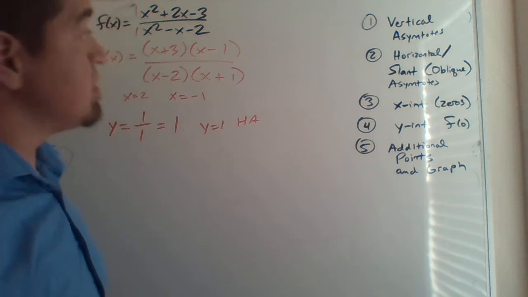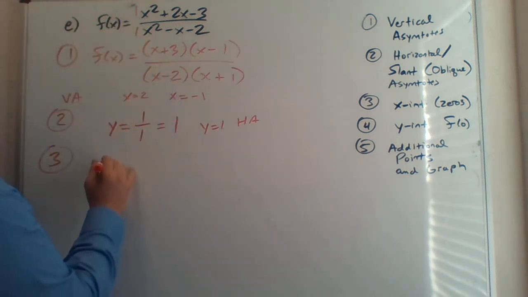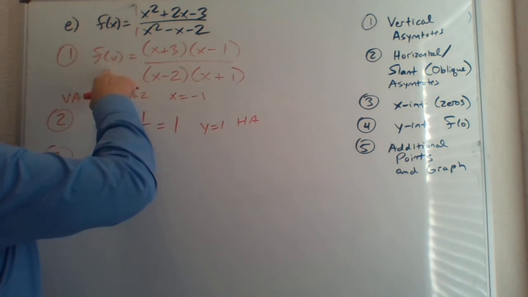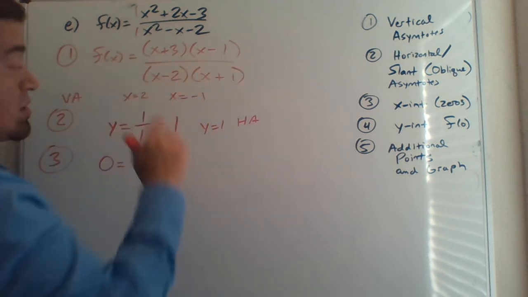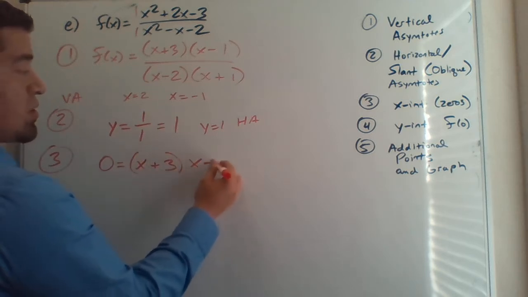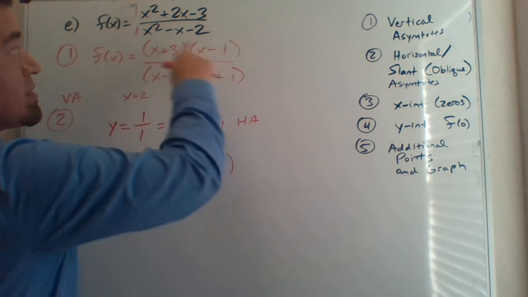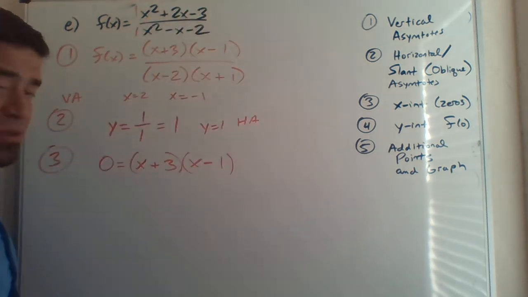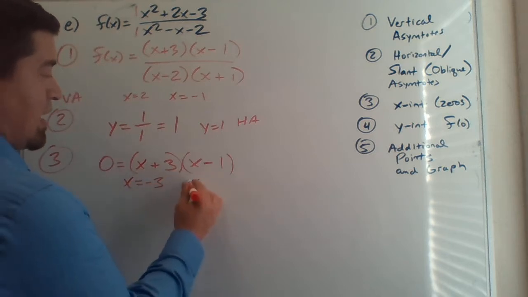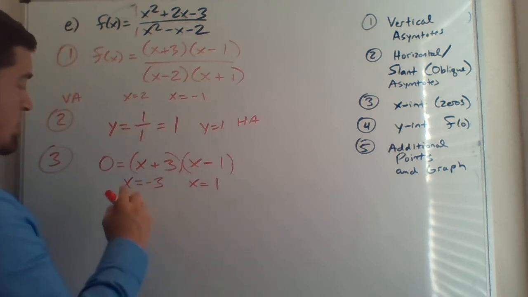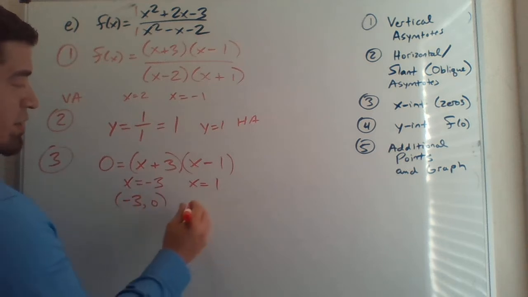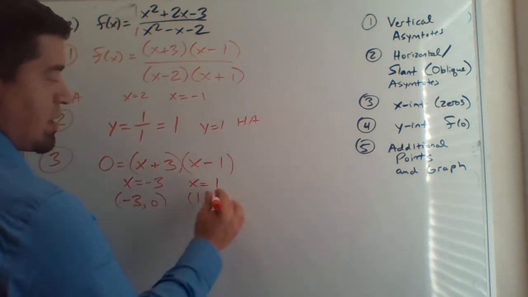To find the x-intercept, you set the original function equal to 0. But what I told you in class is the only thing that really matters is setting the numerator equal to 0. And I'm going to use the factored form of the numerator, because if the numerator is 0, that means the whole thing is 0, right? So that tells me that the two solutions here are x equals -3 and x equals 1. So these two are my x-intercepts, and I can write the coordinates. It's (-3, 0) because they're intercepts, and (1, 0).